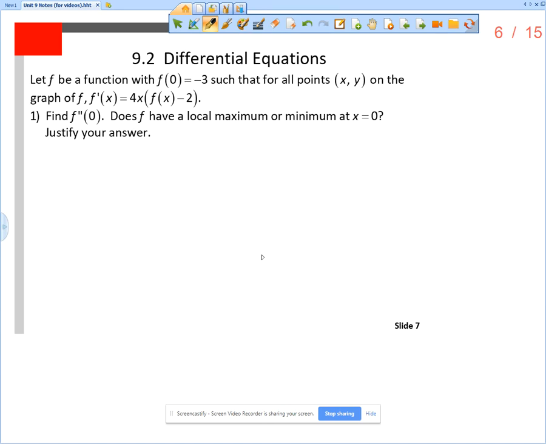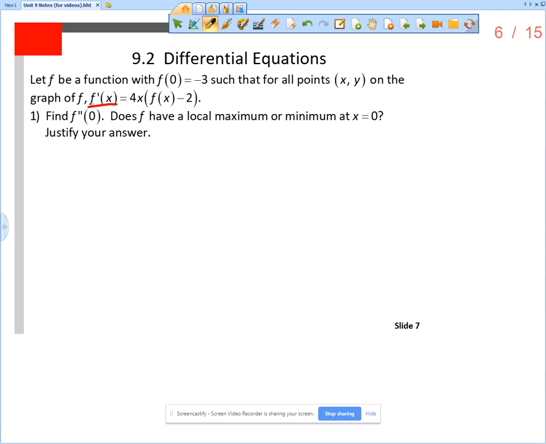All right, so let f be the function with f of 0 equals negative 3, such that for all points x, y on the graph of f, f prime is 4x times the quantity f of x minus 2. All right, so it's important that we understand, first of all, that f prime of x equals 4x times f of x minus 2. So this is a differential equation, right? This is a derivative, right? Now, first of all, it says find f double prime of 0.